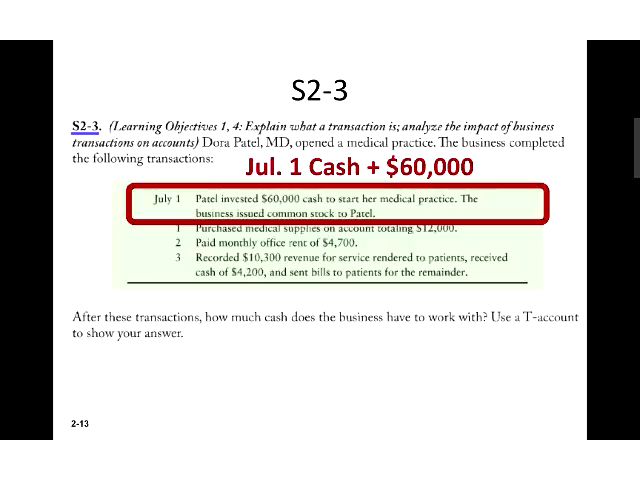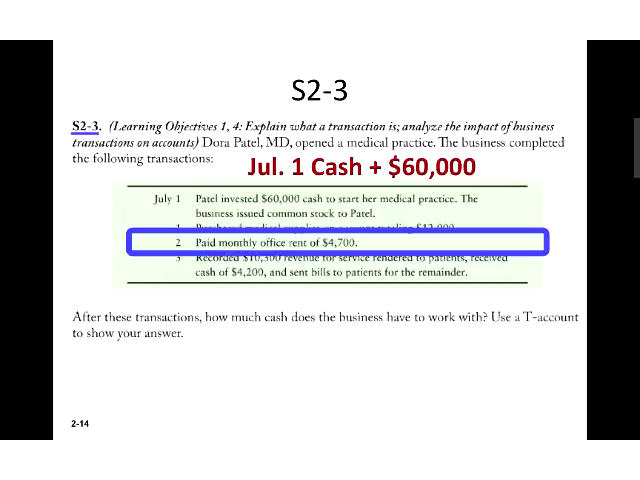So we have $60,000 increase to cash. So now we'll go on to the next one down. And again, we're not being asked for the transaction, both sides of it. We're only looking for the impact on cash of these items.